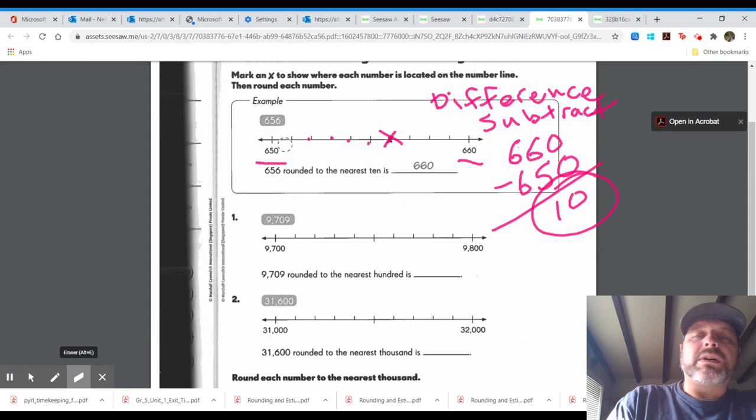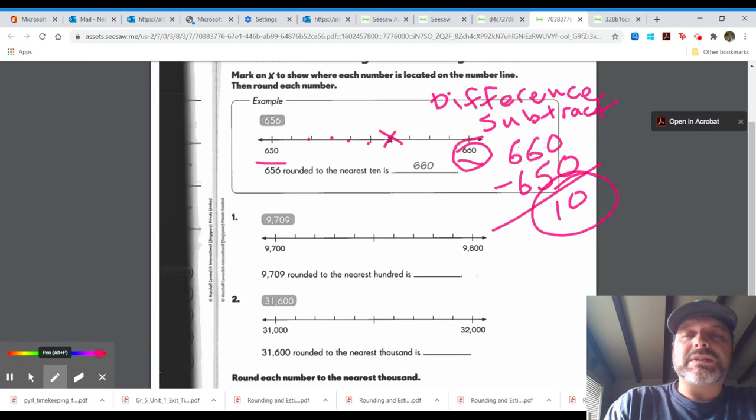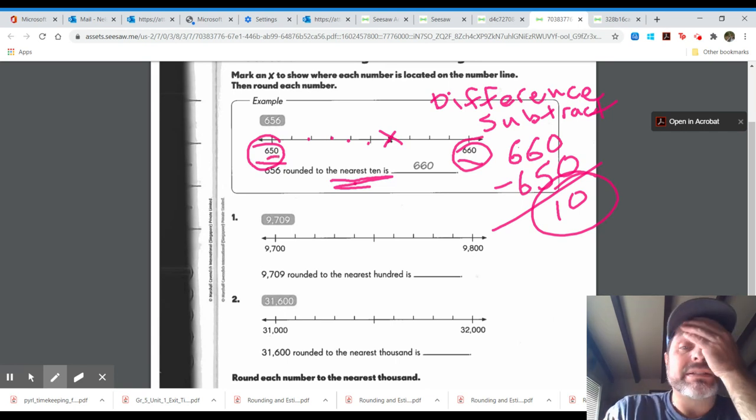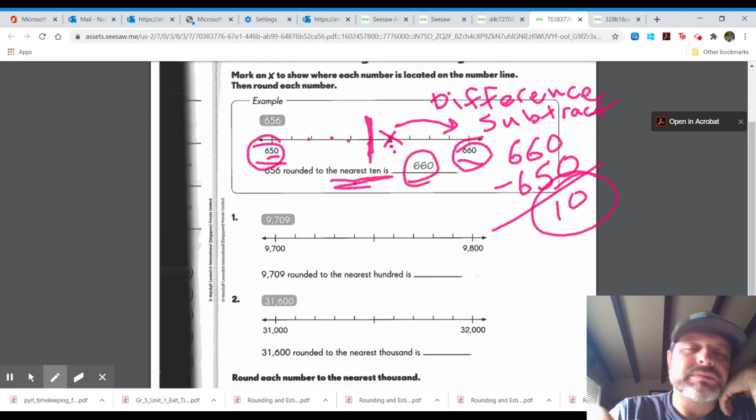Now, the last question they want to know is, you're rounding. Rounding means, are you closer to this number or are you closer to that number, okay? And they're using the tens place. They want to know if 656 is closer to 650 or 660, because that's the tens place. As you can see, this X right here is the middle, and that X is closer to this side. So the X is closer to 660, and they did that, right?